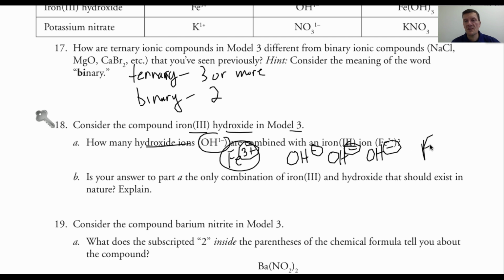So the formula is going to be Fe. Do not put any charges once you combine them together. It's now neutral. Don't put charges here. So Fe, and then in parentheses I'm going to put the OH because I need 3 of the whole group. Not just 3 of the O's, not just 3 of the H's, the whole group of hydroxide. I need 3 of those. Is this the only combination of iron(III) and hydroxide that should exist in nature? Yes, it is. This is the only possible combination.